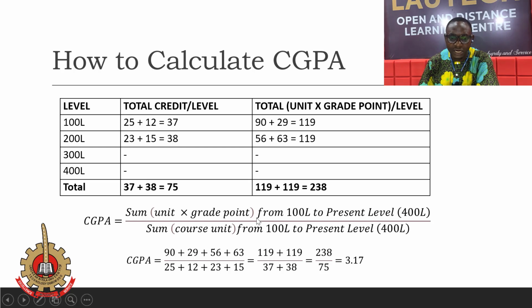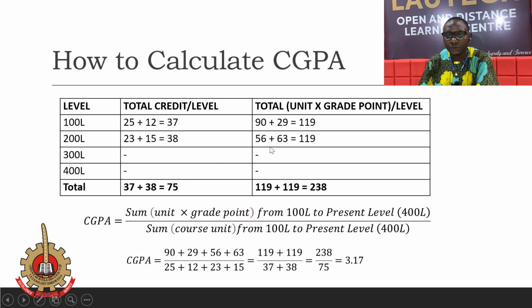Now, in 100 level, first semester you registered for 25 units, second semester you registered for 12 units, making a total of 37 units. In 200 level, you registered for 23 units, and in second semester you registered for 15 units, making a total of 38 units. Now, at the end of your 200 level, you will have registered for a total of 75 units. I hope you are following me.